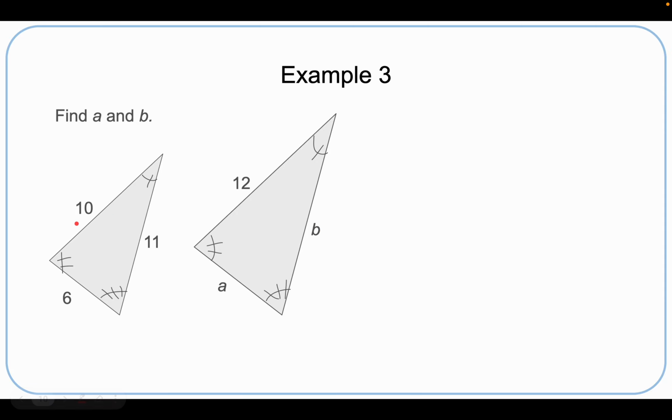We know that this corresponding side, 10, corresponds to 12. So I'm going to write that as a proportion, 10 to 12. And then I'm going to set it equal to one of the other ones that I'm trying to figure out. So 6 would be on this triangle, and that corresponds to side A of the other triangle. And so you see now we have a proportion that we can solve for A. So let's cross multiply. We get 10A equals 12 times 6 is 72.